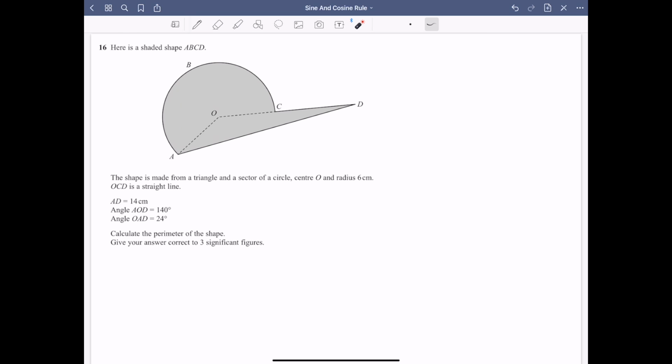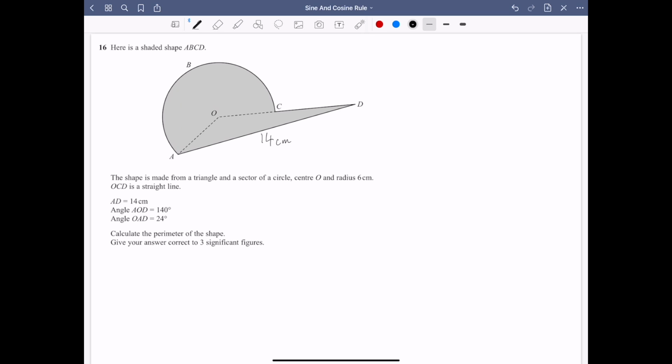So this question is asking us to find out the perimeter of the shape that we've got here. And we know that this is a circle, and this is a triangle. So if we want to work out the perimeter, we have basically three sides that we want to work out. We want to work out this side, we want to work out this side, and we want to work out this side. And we're actually told that AD is 14. Okay, well we can cross that one off straight away. That's 14 centimeters. So we need to work out the other two.